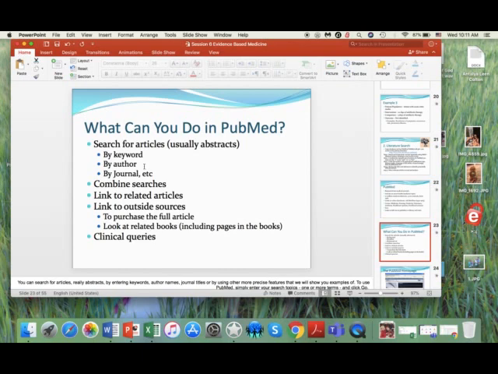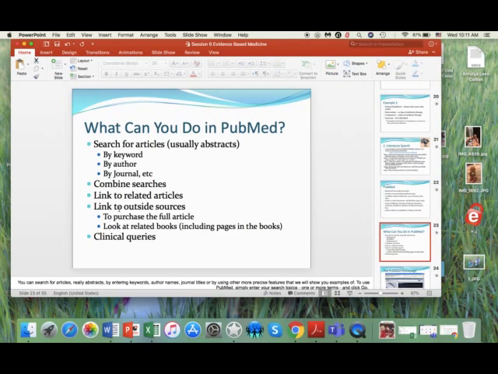Like we talked about in the literature search steps a couple slides before, you can search for different articles by keywords, by the name of the author, by the name of the journal. You can combine the different searches together, like metformin and a certain author's name and a certain journal name. You can link to related articles, and they have links that will take you to outside sources where you can purchase the full article if you want.